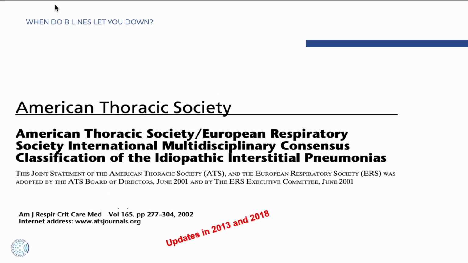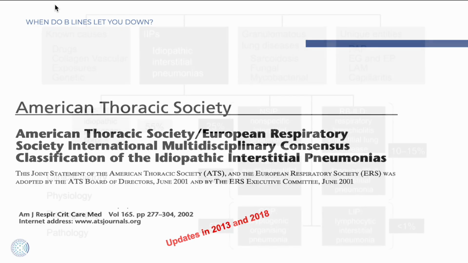It's important to note that interstitial lung diseases, or ILDs, encompass a large group of more than 200 parenchymal pulmonary disorders, of which the majority are classified as rare. This classic document on ILD is split into 4 major subgroups, in terms of lung causes: the IIPs, the granulomatous lung diseases, and the unique rare entities.